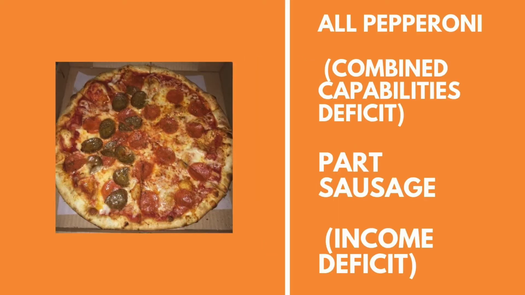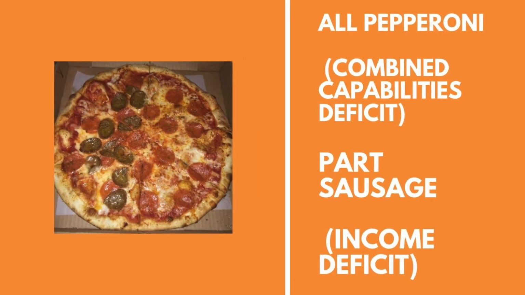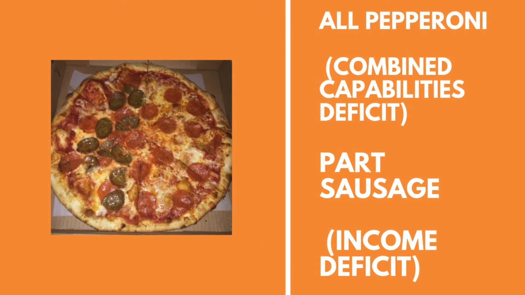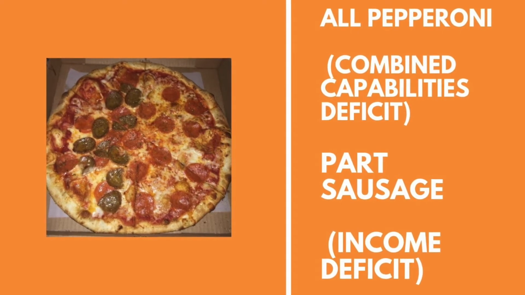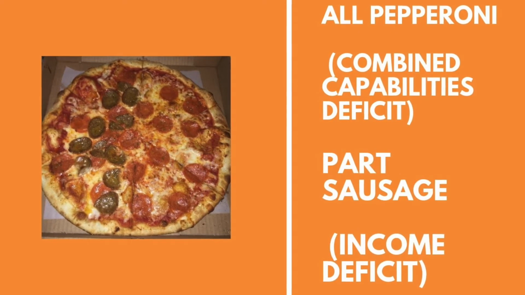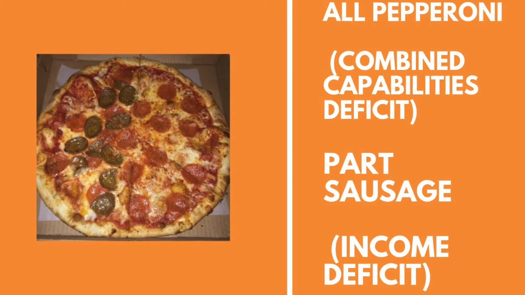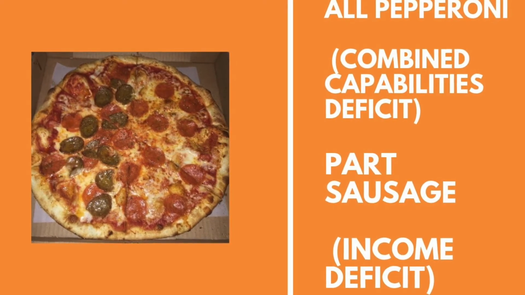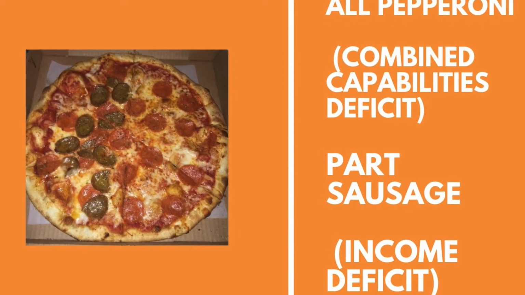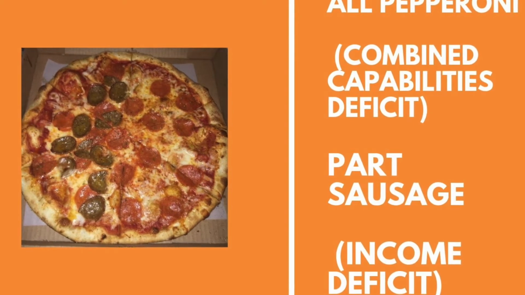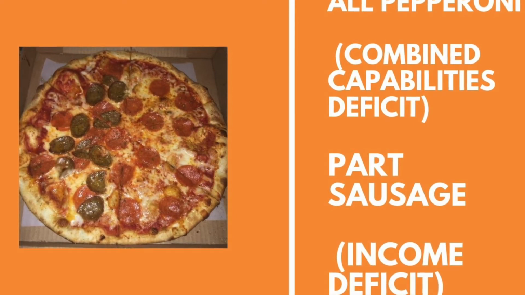So, that is our reasoning for this pizza, which has all combined capabilities, or pepperoni, and part income deficit, or sausage. All you can see is that instead of a super confusing diagram, we made pizza instead. Now that we have a good idea what poverty is made of, let's figure out how to measure it.